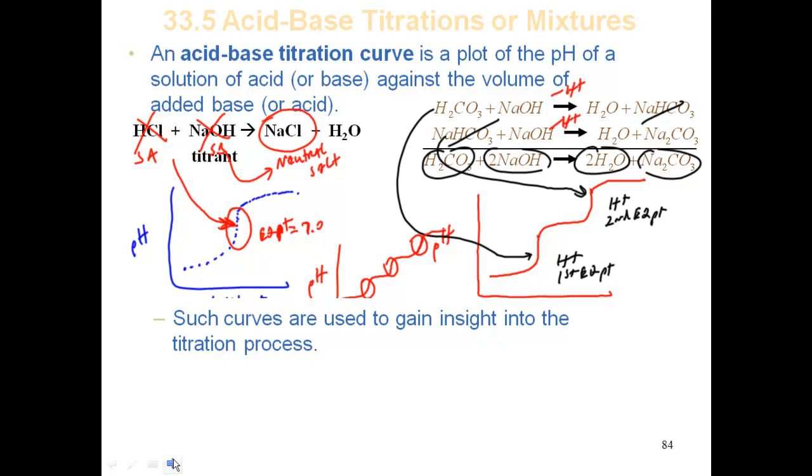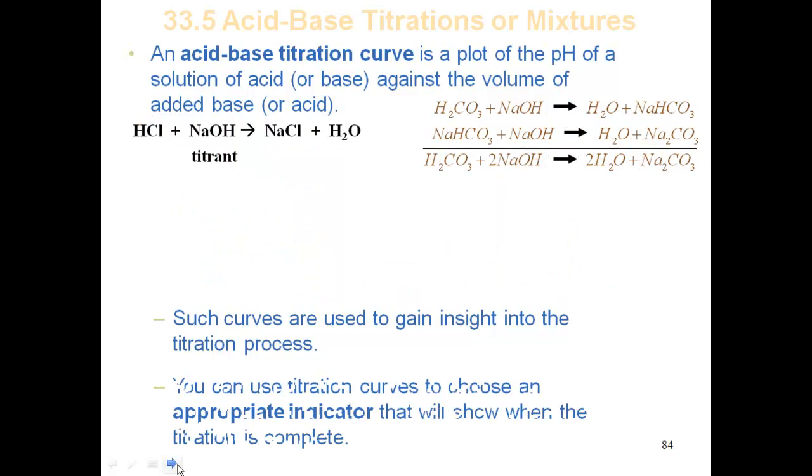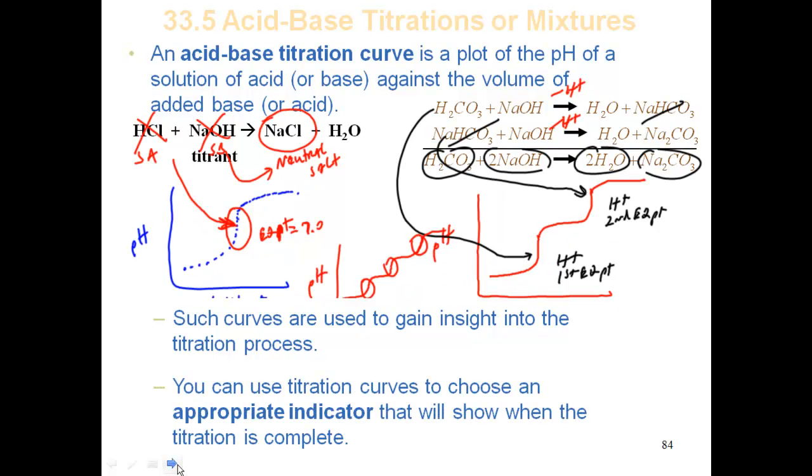Such curves are used to gain insight into titration processes, and also used to determine equivalence points. And to do that, usually you have to have an appropriate indicator. Okay, so going back to our sodium hydroxide and HCl example, since the equivalence point's at 7, I'm going to need an indicator that's above that 7 so I know when to stop titrating. Okay, you may recall for HCl and sodium hydroxide, you tend to use phenolphthalein. That turns a pink color.